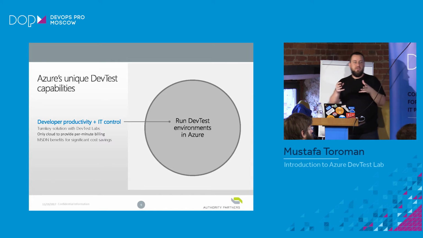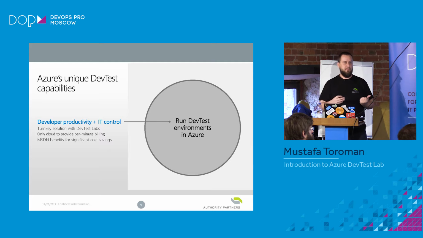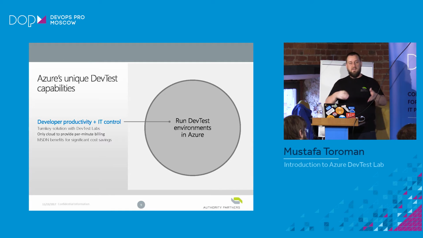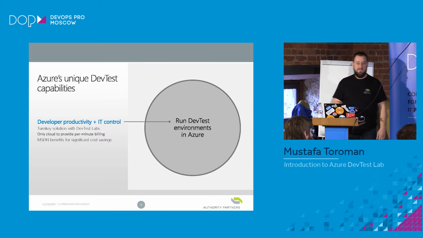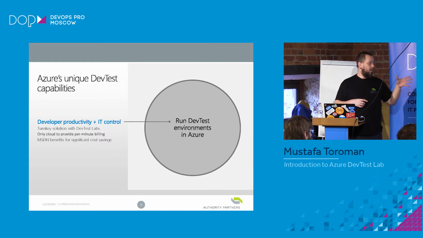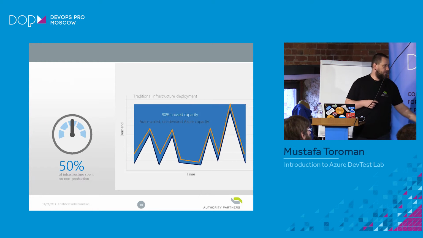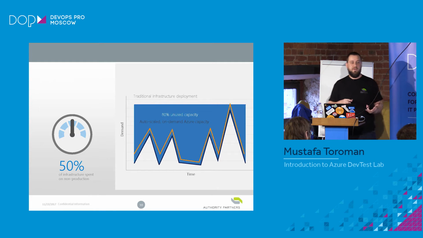Licenses, virtual machines you create in MSDN are actually around 40% cheaper than those that you have in production. So from development perspective of view, that's a big saving. And MSDN is a subscription that is intended to be used for development and testing. So around 50% of infrastructure is spent on non-production.